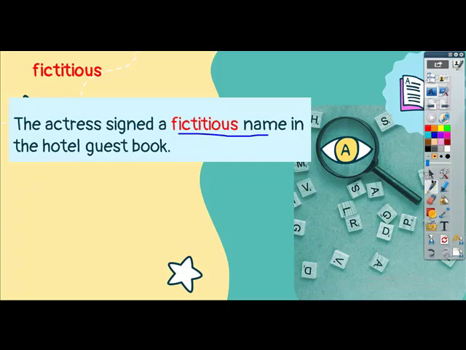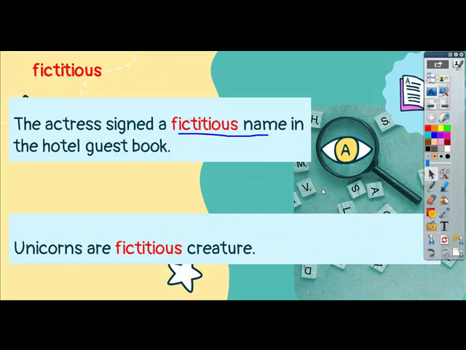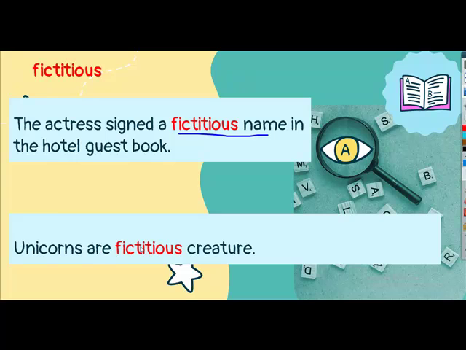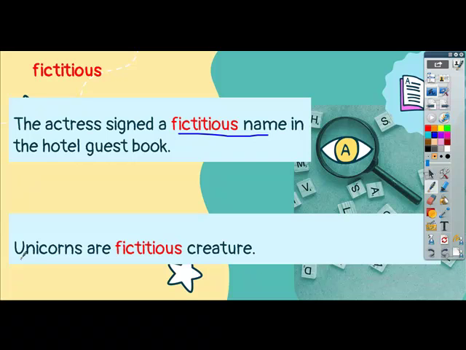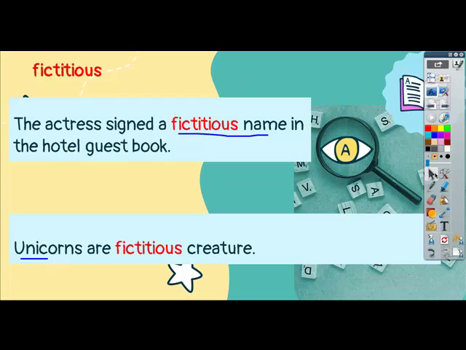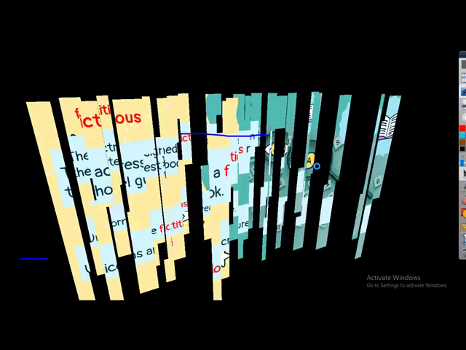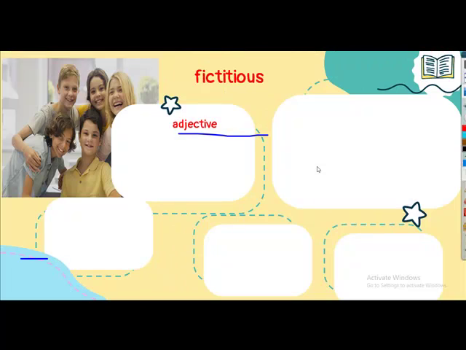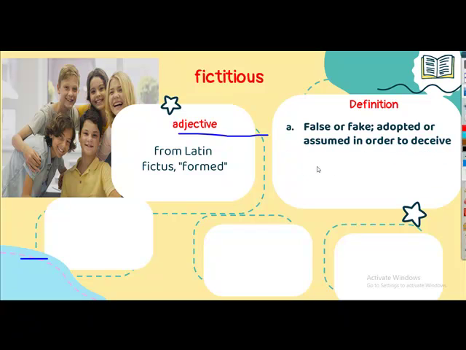It means not real or false. Unicorns are fictitious creatures. Fictitious means imaginary here, because unicorns are not real. They are visionary, imaginary creatures, out of imagination. So let's verify using the dictionary. Fictitious here is an adjective. It means false or fake, adopted or assumed in order to deceive. Like the actress used a false name or a fake name.